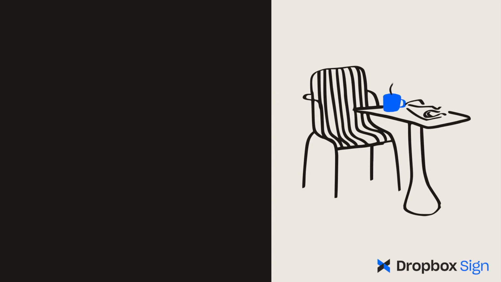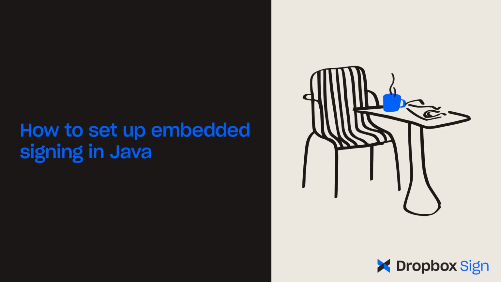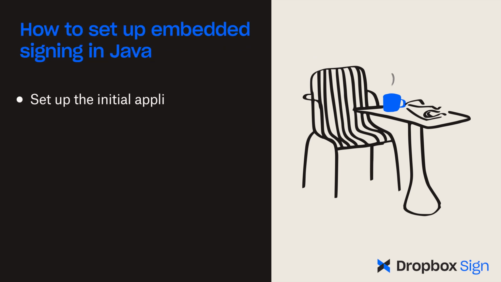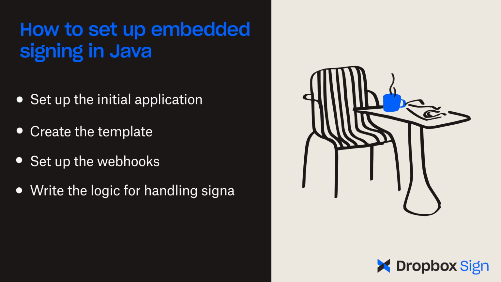In this tutorial, I'll show you, the developer, how to use embedded signing in a Spring Boot Java application. I'll set up the initial application, create the template, set up the webhooks, and write the logic for handling the signature request. Finally, I'll test everything to make sure it works correctly.